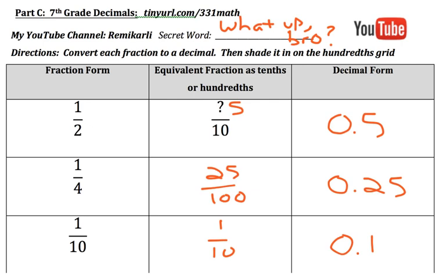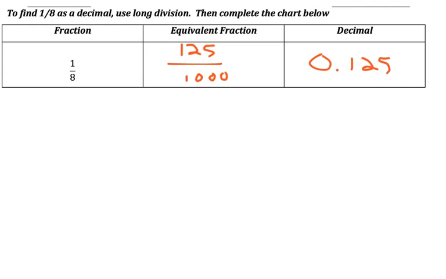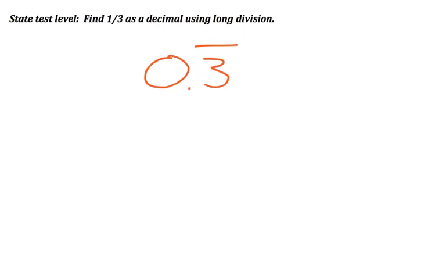But anyway, here are the answers. 1/2 is equivalent to 5/10, or 0.5. 1/4 is equivalent to 25/100, or 0.25, and 1/10 is pretty straightforward already. 1/5 is equivalent to 2/10, which is 0.2. 2/5 is 4/10. 3/5 is 6/10. On the back, 1/8 as an equivalent fraction is 125 thousandths, which as a decimal is 0.125.